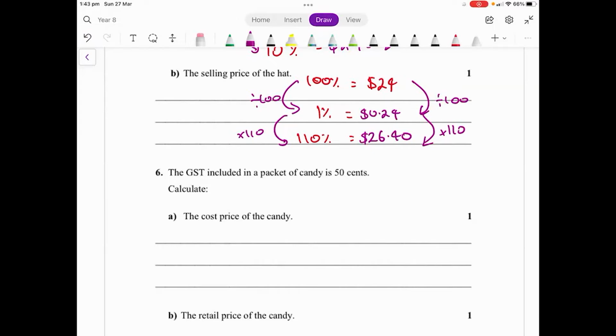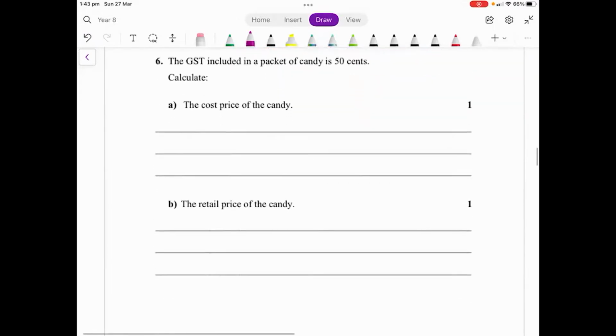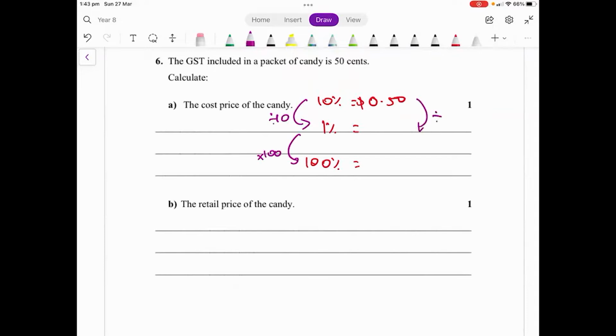Question 6. It says the GST included in a packet of candy is 50 cents. We're going to use unitary method again. GST is 10%, so that means 10% is 50 cents. If we need to find the cost price, we need to find 100%. So using the unitary method, we find 1%, then we find 100%. Alternatively, you can simply multiply by 10.